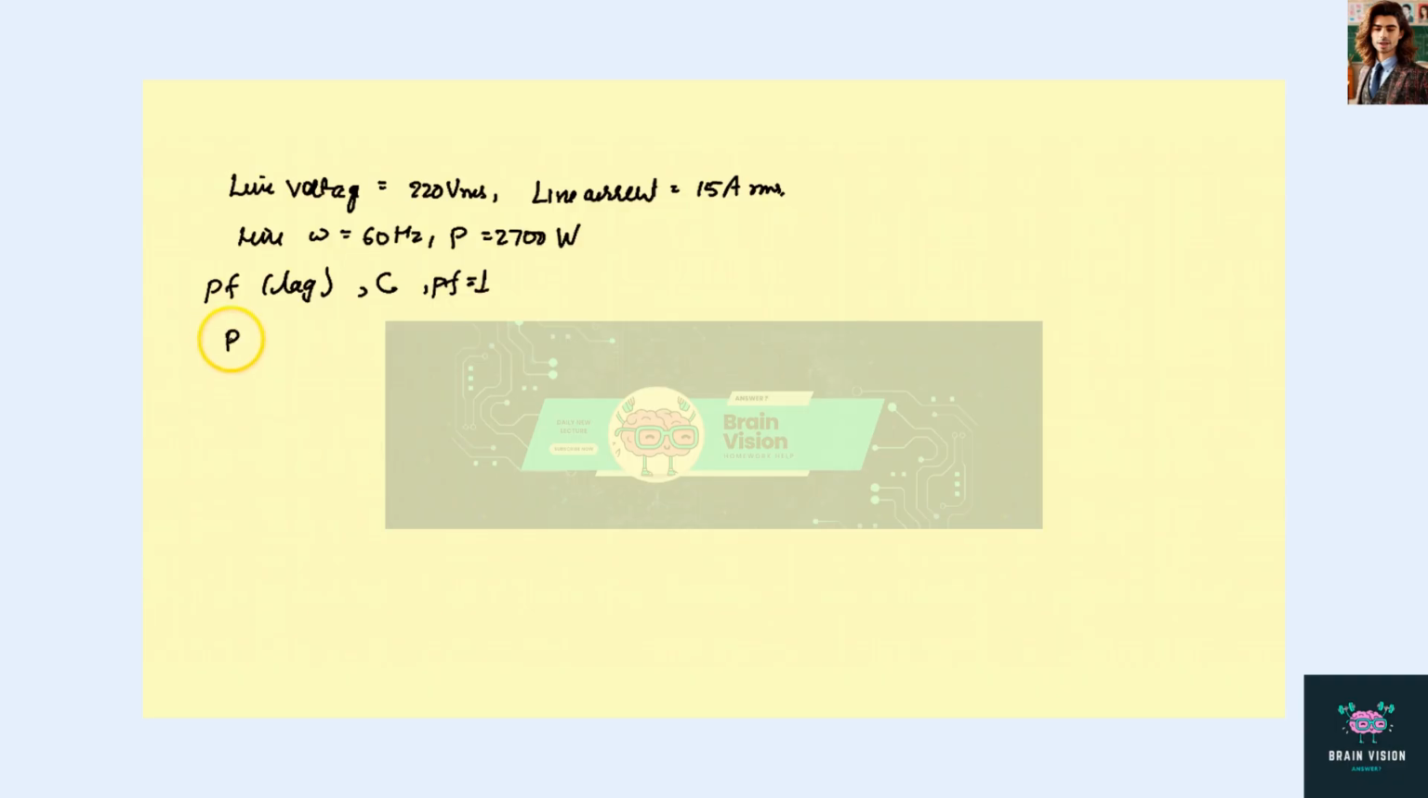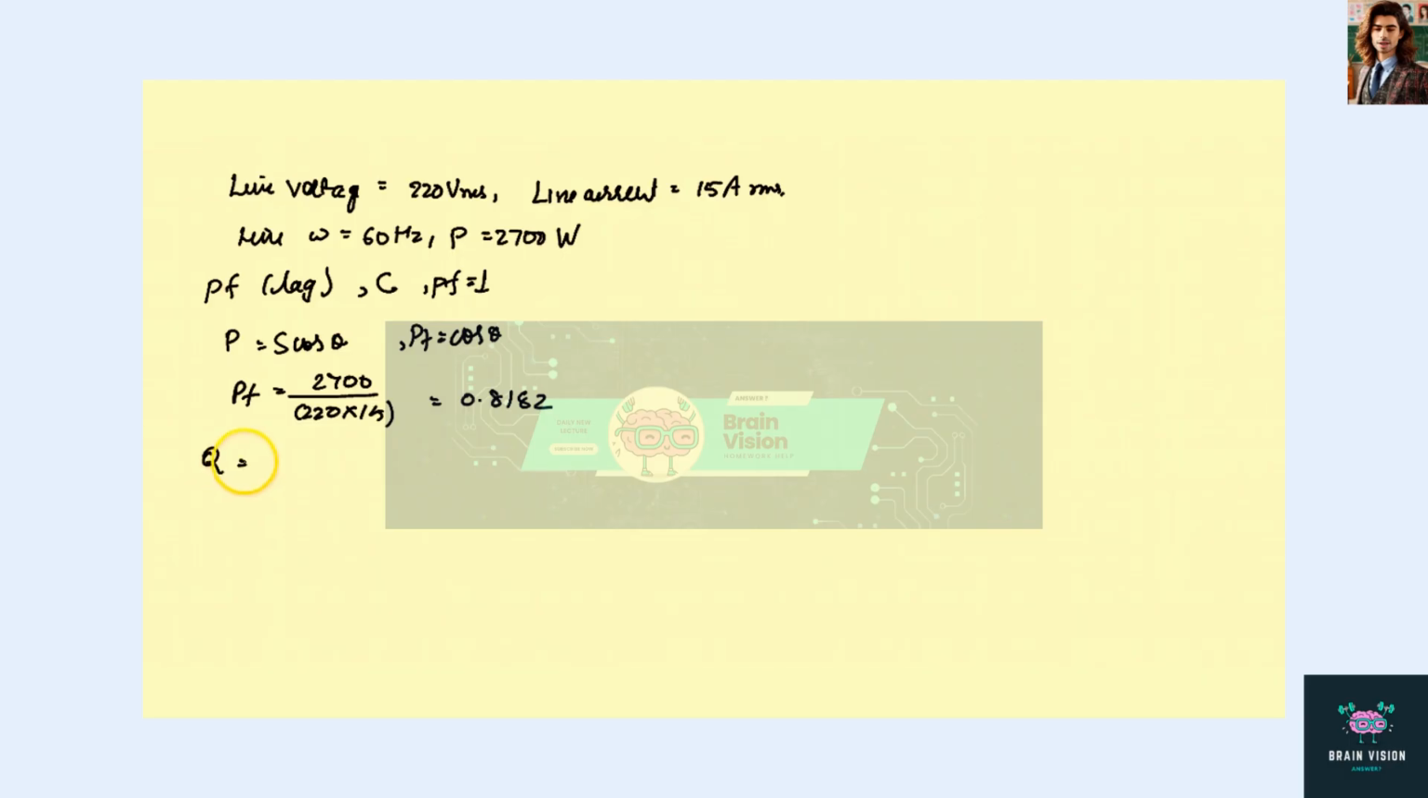Here power P equals S cos theta and power factor equals cos theta. From here the power factor comes out to be 2700 divided by 220 into 15. The power factor is 0.8182.